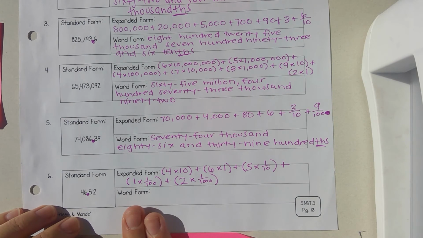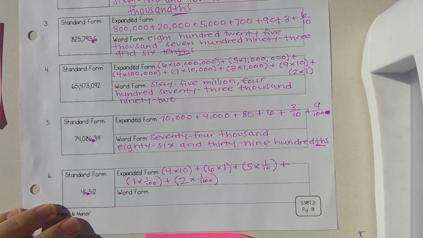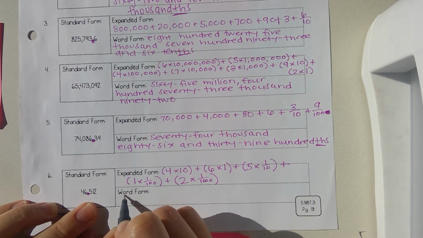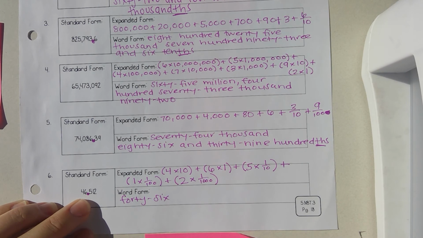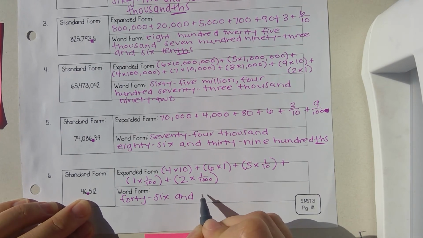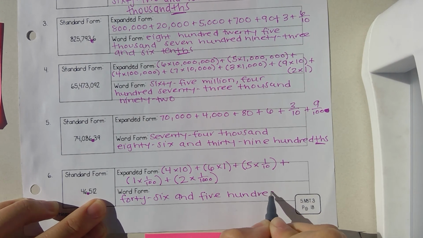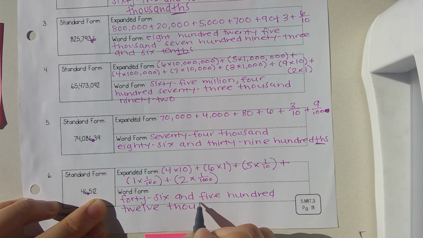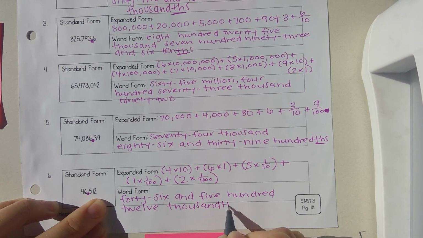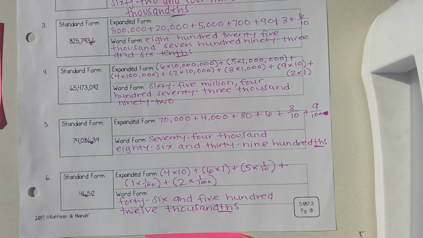Next, we write it in word form. So we write it exactly how we say it. So 46 and 512 thousandths. 46. When you come to that decimal point, you say and 512 thousandths. I'm going to underline that TH because that's my decimal point to make sure I do not forget it. Good job, guys.